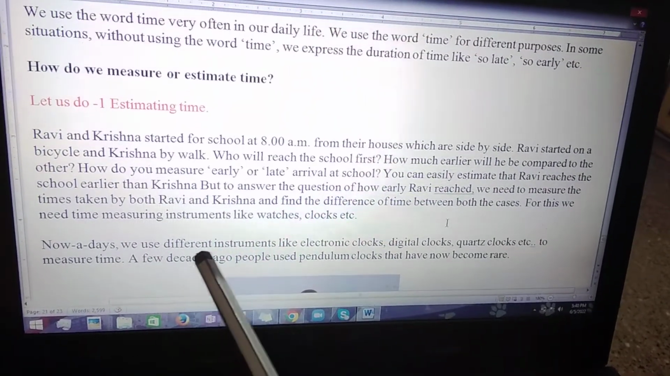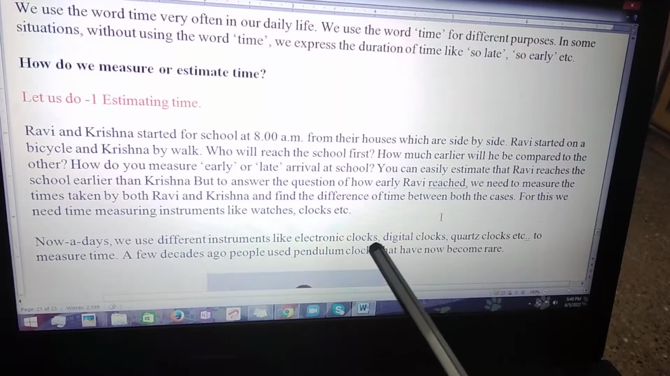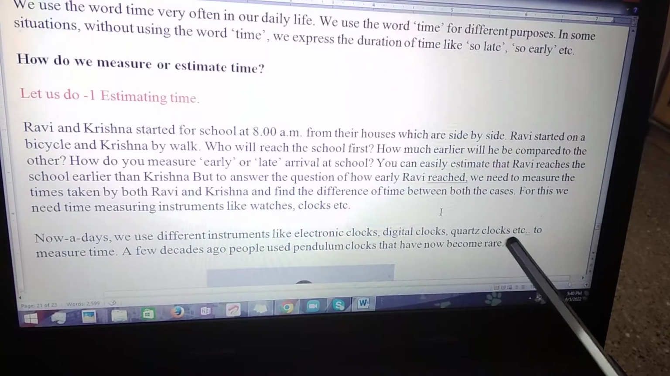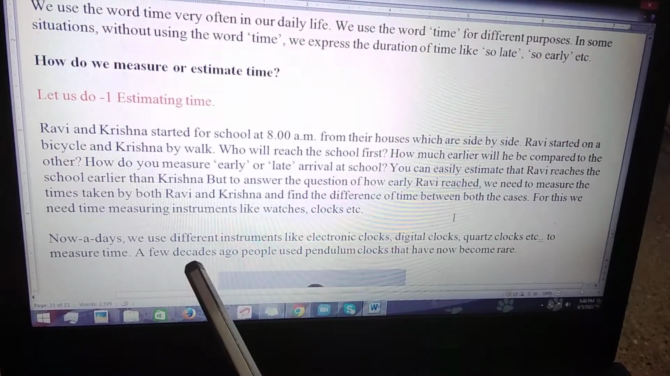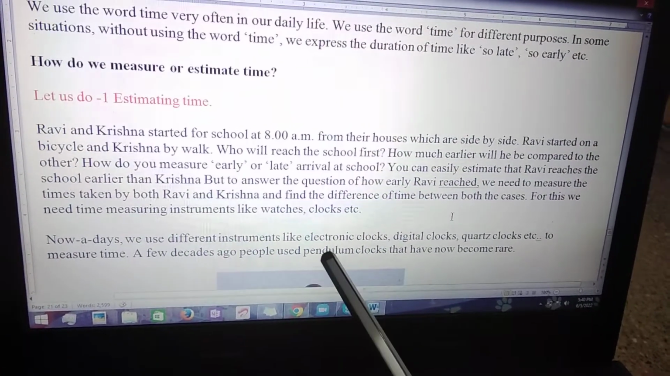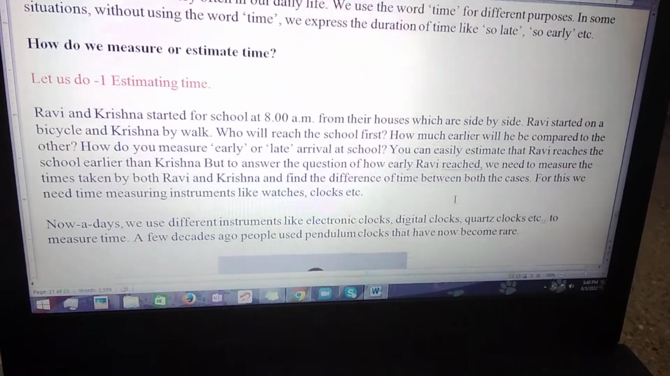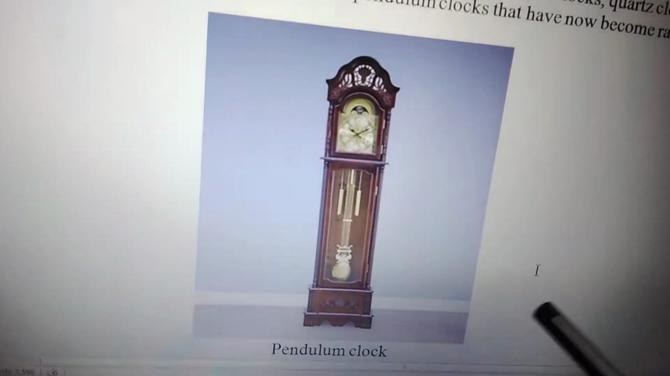Nowadays, we use different instruments like electronic clocks, digital clocks, wall clocks, etc. to measure time. A few decades ago, people used pendulum clocks that have now become rare. This is a pendulum clock.